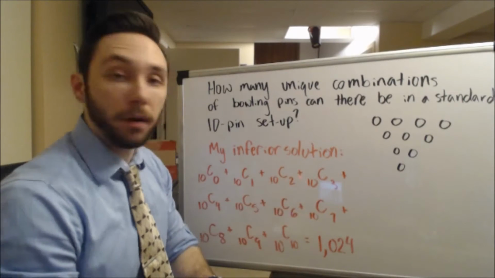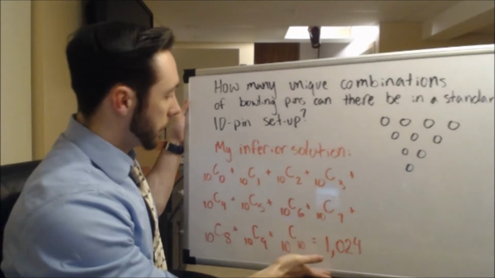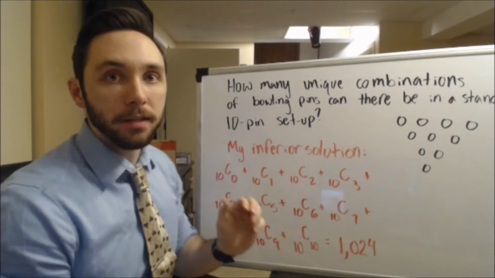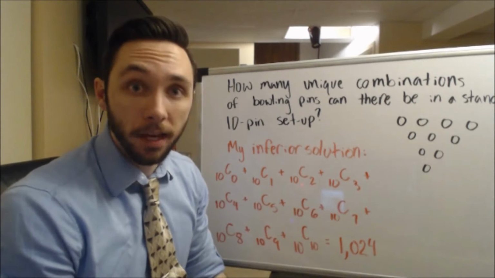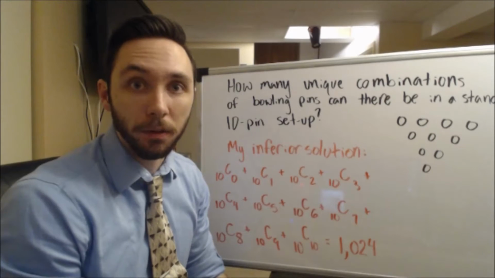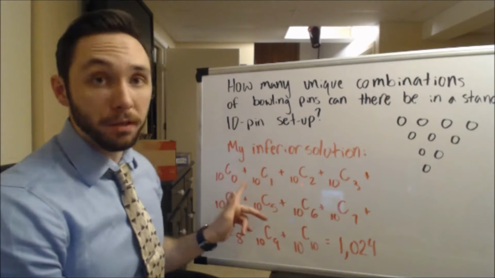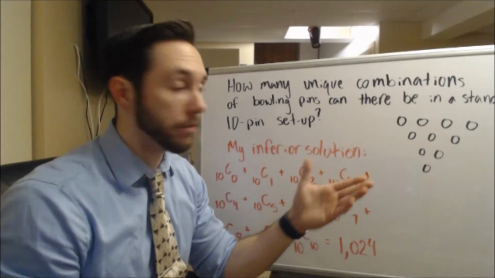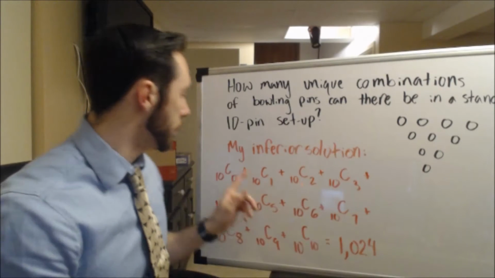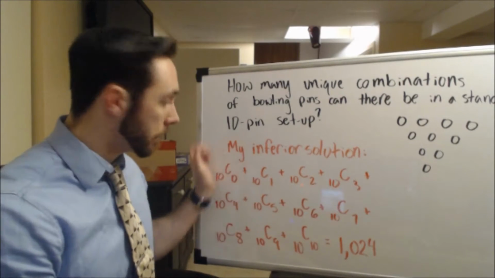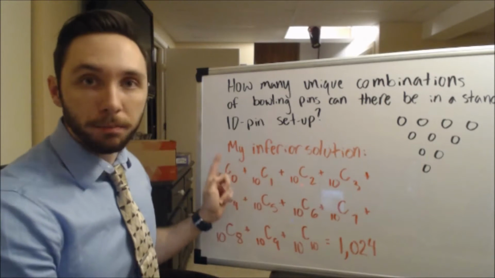So that's exactly what I did. So my inferior solution here, I'm going to move it a little bit, was I considered, well, if you have 10 pins, what if you choose 0 of them to stand up? How many different combinations do you have? Well, 10 choose 0. If you're choosing 0 of 10, how many different ways can you choose 0? Well, only once. So this 10 choose 0 idea, that's the notation and how it's read, would simplify to just 1.